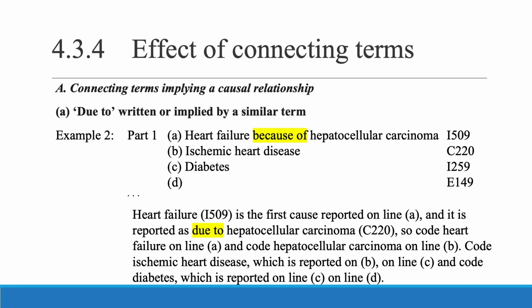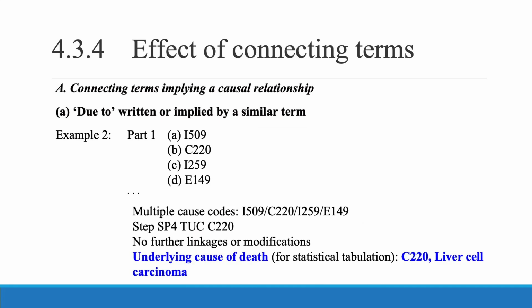Code ischemic heart disease, which was reported on line B, on line C, and code diabetes, which was reported on line C, on line D. Notice that the instruction is to code the second condition on line A down on line B so as to reflect the causal relationship implied by the certifier's use of the connecting term because of. The instruction goes on to say that the codes for causes of death originally reported on lines B and C should be moved down to lines C and D. Let's look at the next slide and see the effect this connecting term has on code placement and the selection of an underlying cause for statistical tabulation.